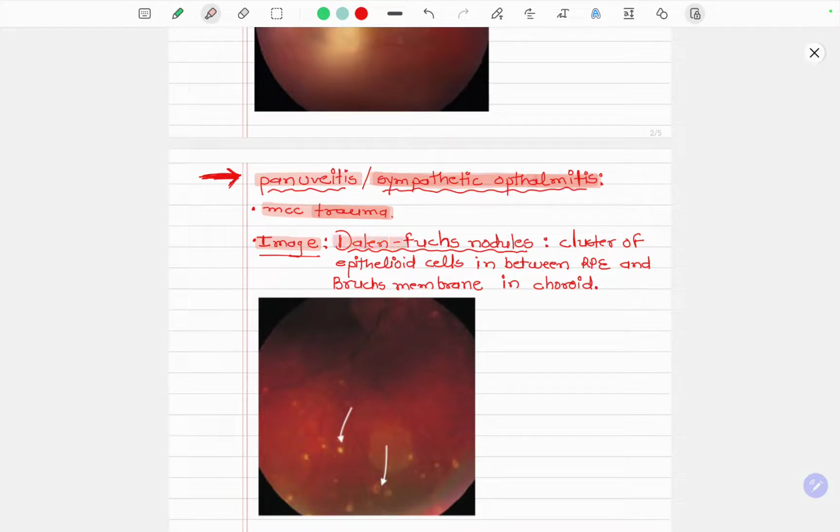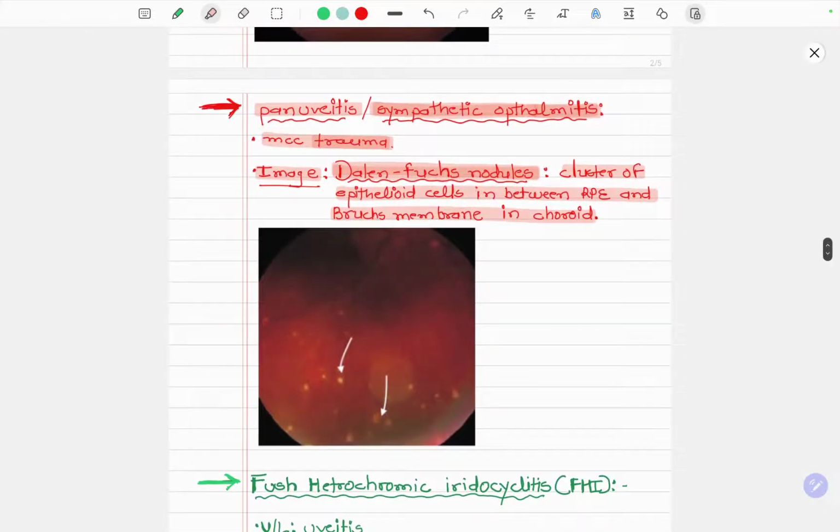That is Dalen-Fuchs nodules. Dalen-Fuchs nodules, what are these? This is a cluster of epithelioid cells between the retinal pigment epithelium and Bruch's membrane in the choroid. So nothing but epithelioid cells between the retinal pigment epithelium and Bruch's membrane. Just take a look at the image. Panuveitis, sympathetic ophthalmitis. The question is going to be on Dalen-Fuchs nodules.